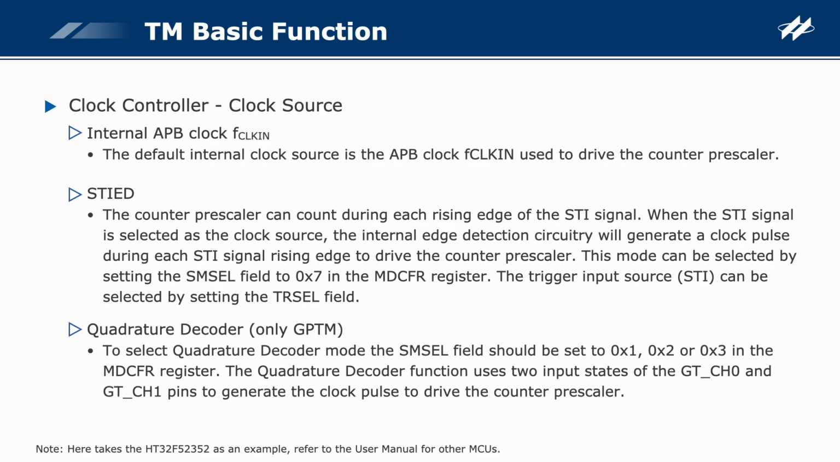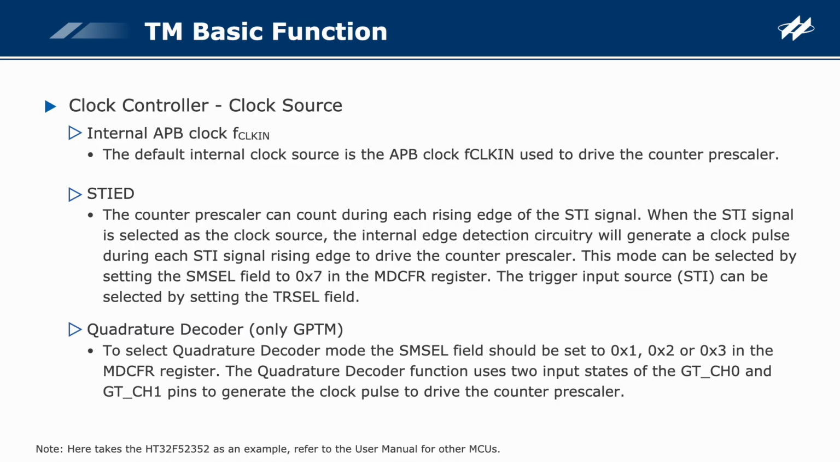The trigger input source can be selected by setting the TRSEL field. There are various types of trigger input source. Here, we take the GPTM as an example. These include software trigger by setting the UEVG bit, filter input of channel 0, TI0S0, filter input of channel 1, TI1S1, channel 0 edge detector, TI0BED, internal timing module trigger 0, ITI0, internal timing module trigger 1, ITI1, and internal timing module trigger 2, ITI2.